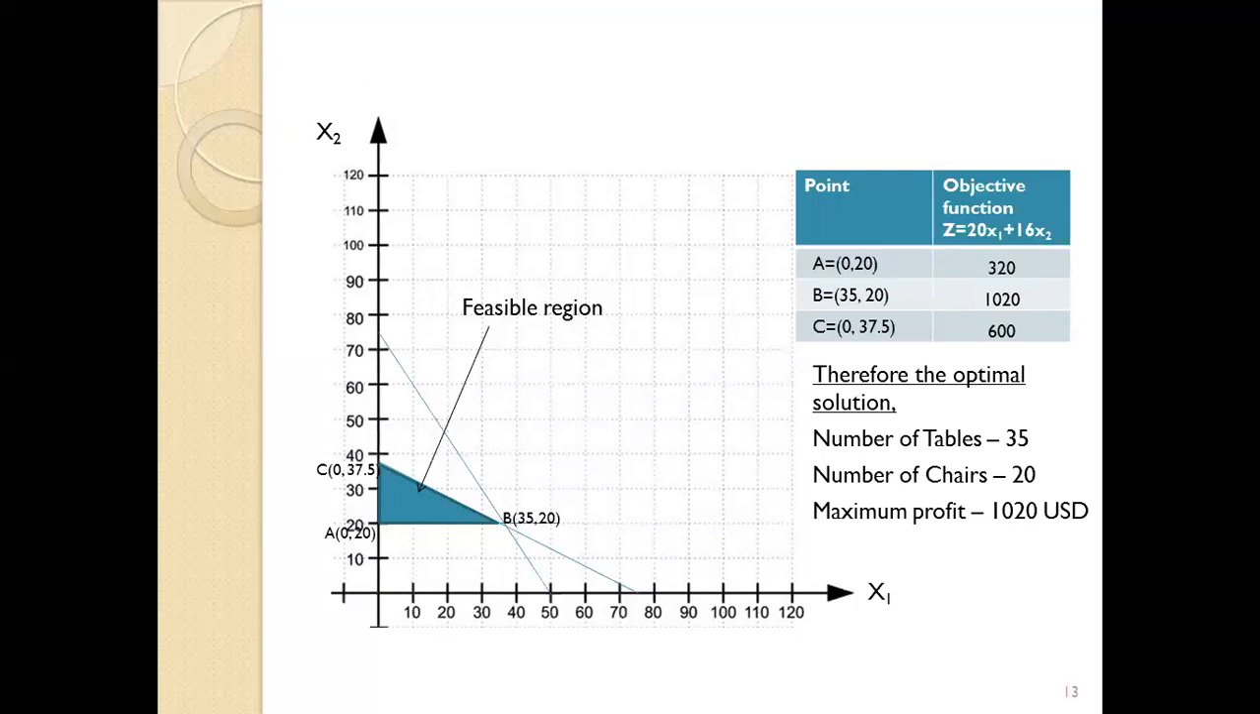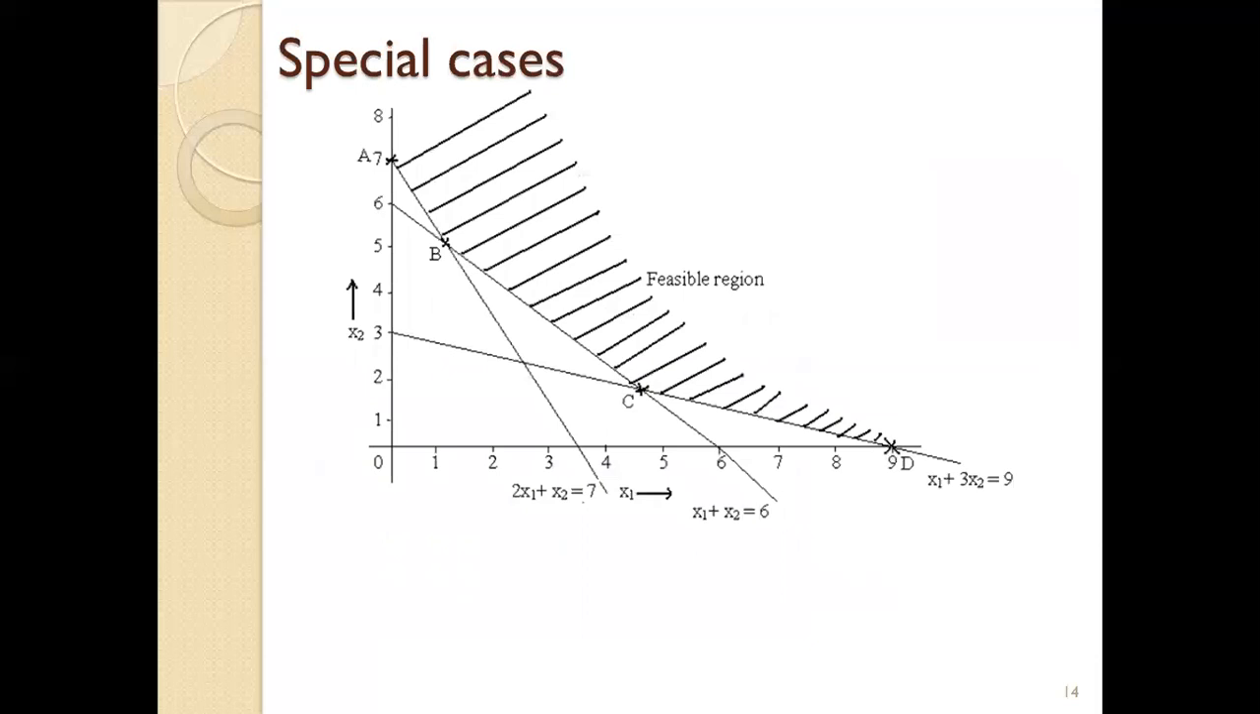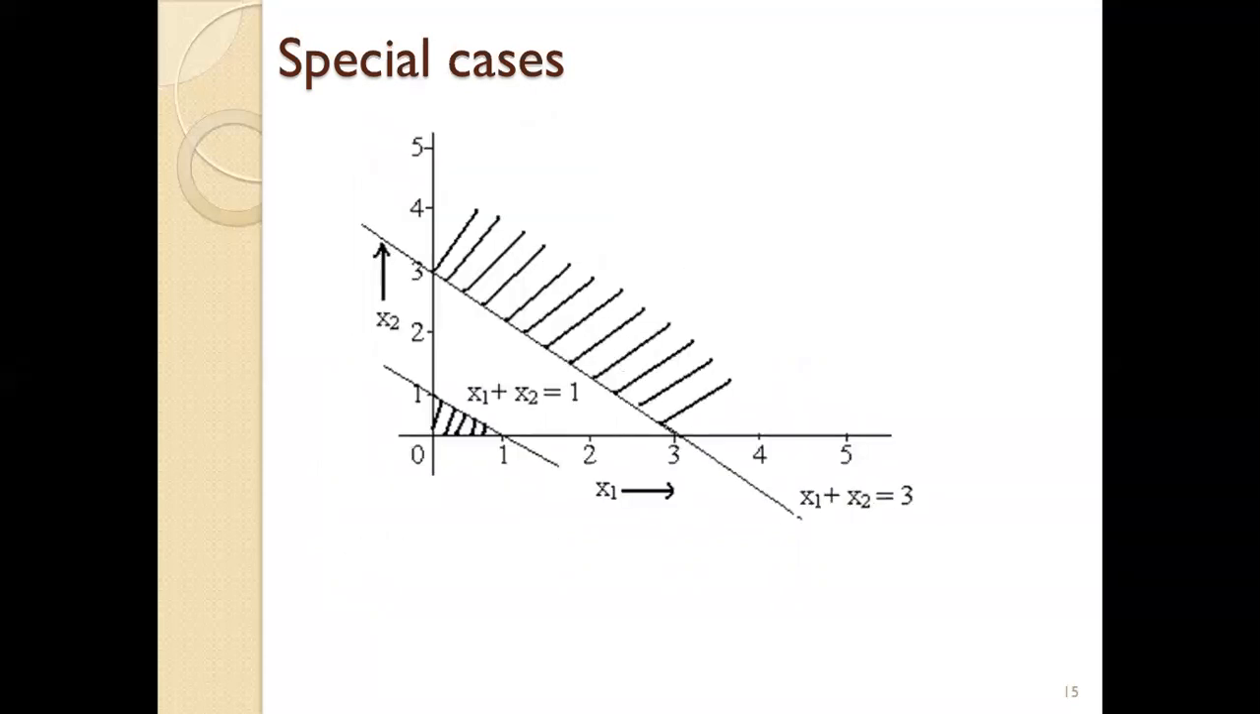There are some special situations that you will identify from the graph. Look at this graph. We can see that the feasible region is not a closed figure, and that means the solution is unbounded and we cannot find the optimal solution. In some cases you'll get graphs like this. Here there is no common area to all the constraints. That means there is no feasible region, and therefore we say that the solution is infeasible and therefore we cannot find the optimal solution.